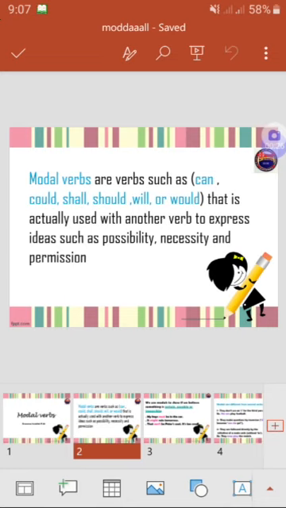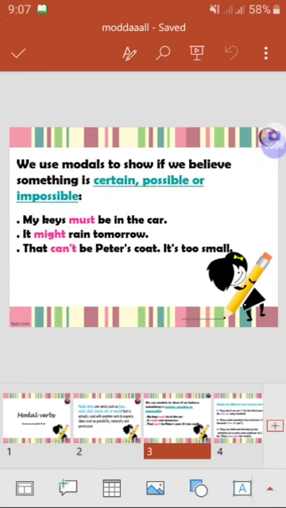Modal verbs are verbs such as can, could, shall, should, will, or would. That is actually used with another verb to express ideas such as possibility, necessity, and permission. So let's explain more. We use modals to show if we believe something is certain, it means that I'm sure about it, possible, or impossible.